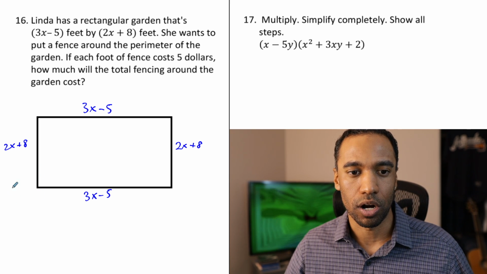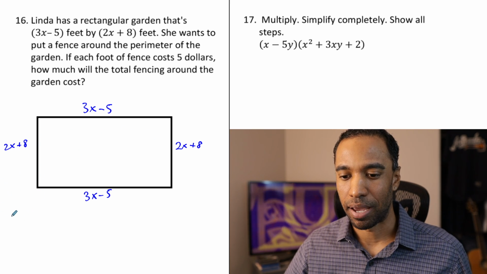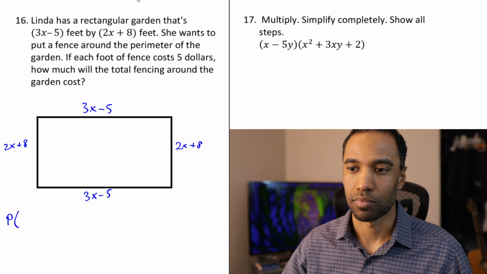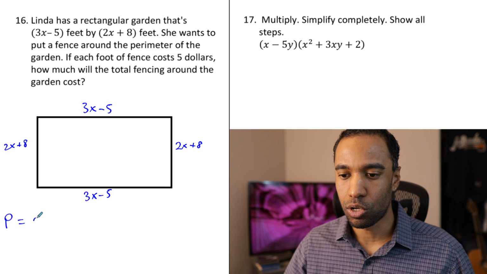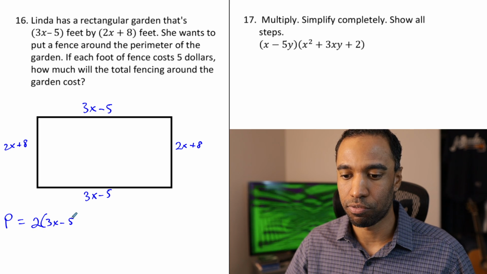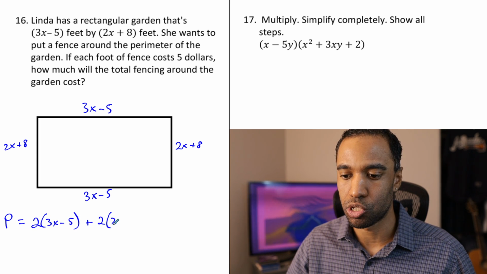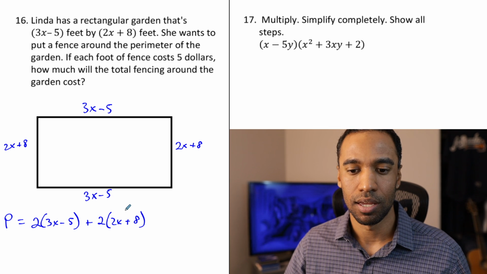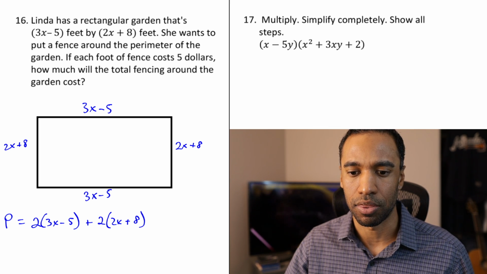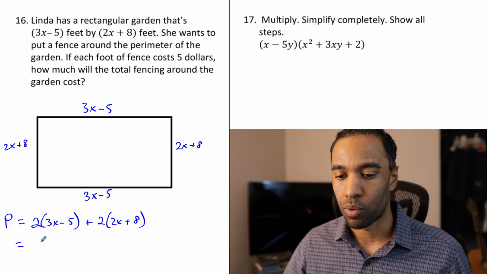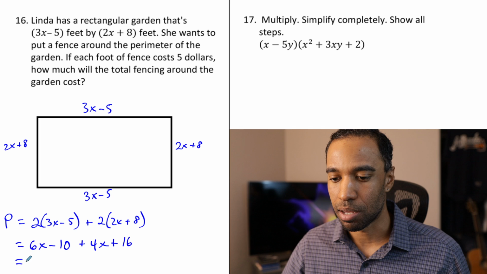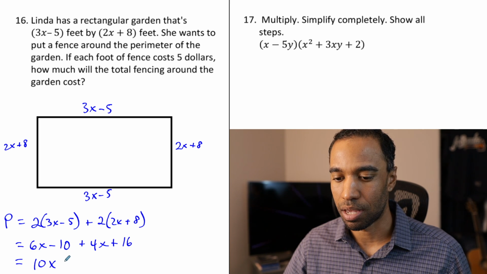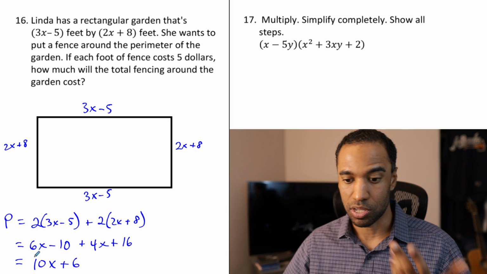If we do perimeter, we are going to double the bits here and combine like terms. So perimeter equals 2 times 3x minus 5 plus 2 times 2x plus 8. Remember, we're doubling the two lengths and widths. So when we distribute, that's 6x minus 10 plus 4x plus 16, again, distribution. And combining like terms, we get 10x plus 6. This is in feet.